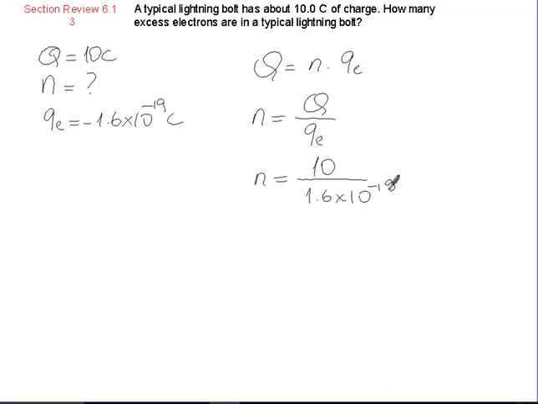I use just the magnitude of the electron charge, I don't use its sign. n is equal to, if you use a calculator, you will see 6.25 × 10 to the power of 19 electrons. So during a lightning strike, that amount of electrons flows through to the earth.